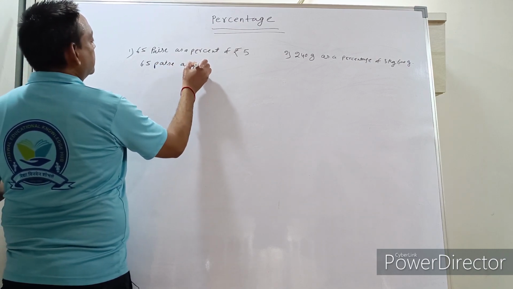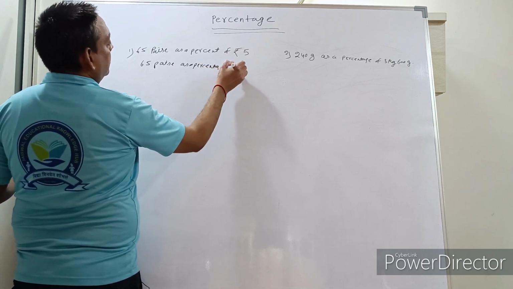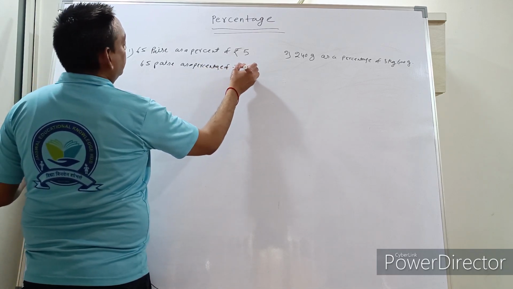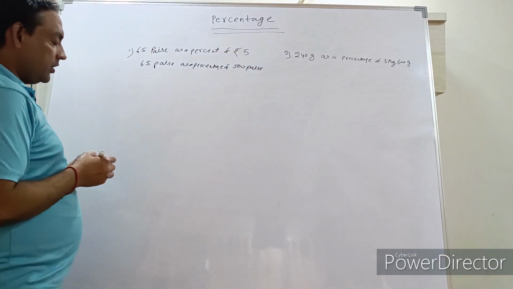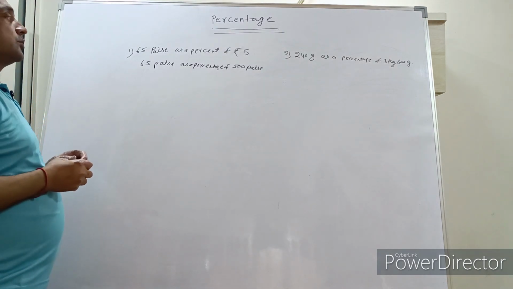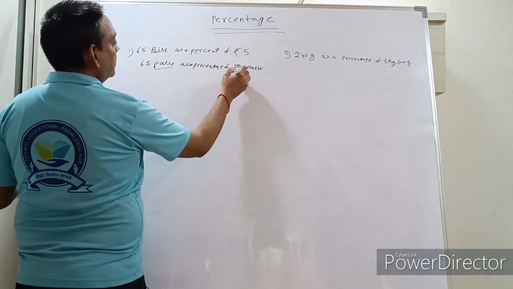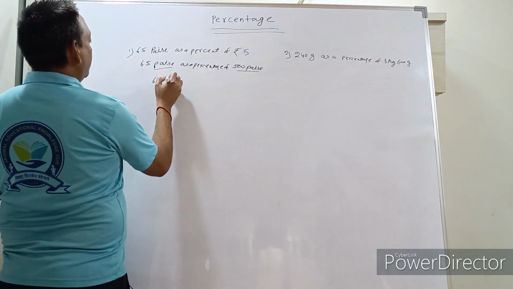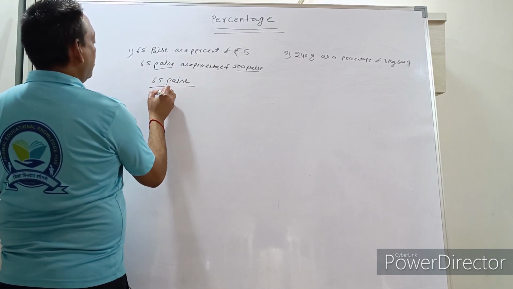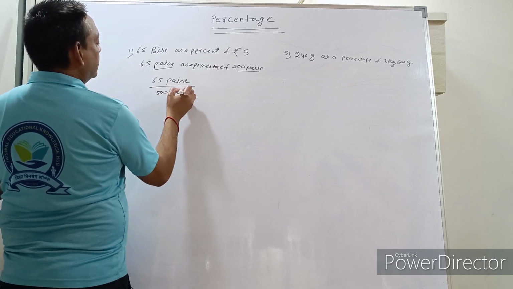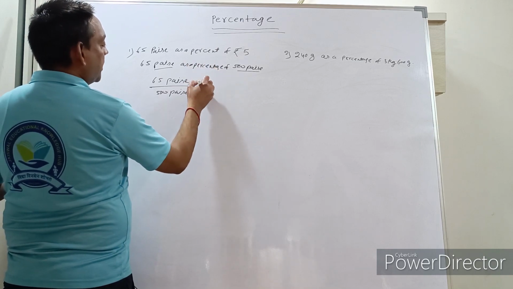So this becomes 65 paise as a percentage of 500 paise. Why? Because 1 rupee is 100 paise, so 5 rupees is 500 paise. Okay, so now both will be in paise. So now we have 65 paise as a percentage of 500 paise. Okay, so we have to convert into percentage, so multiply by 100.